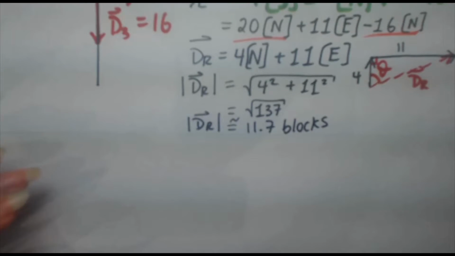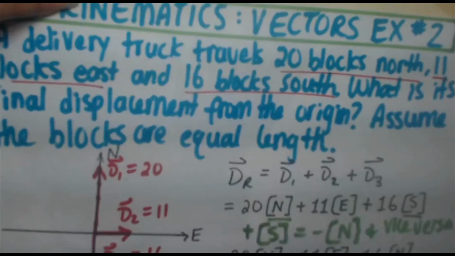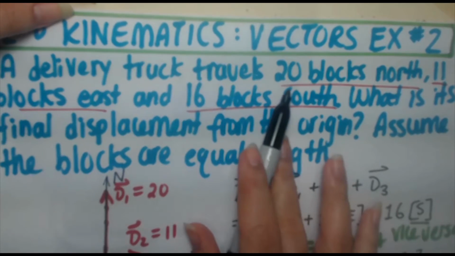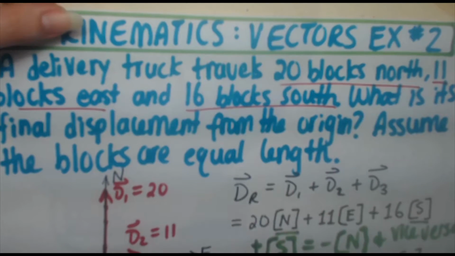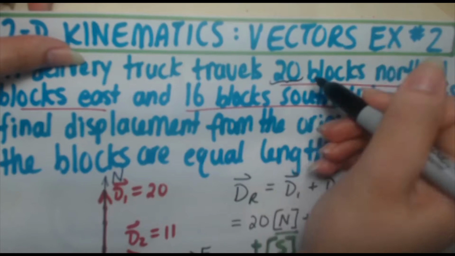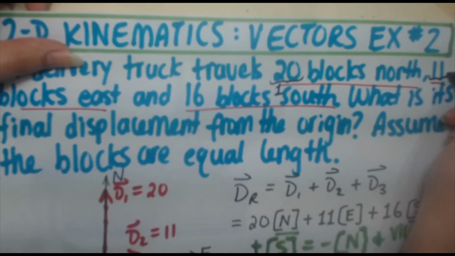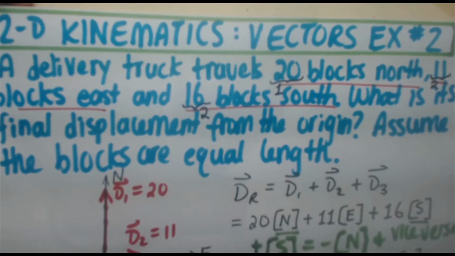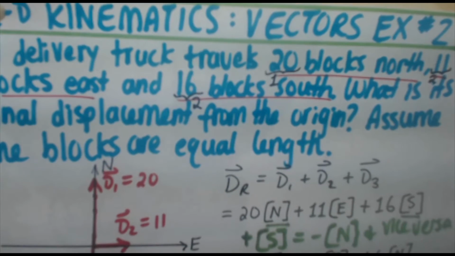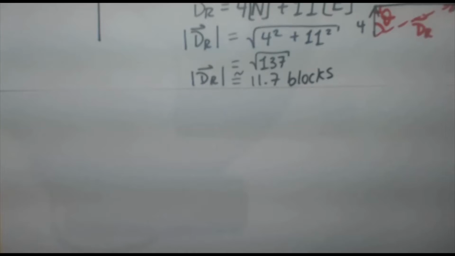Now here's the thing. Remember, we're dealing with sig figs here. So if you go back to the original question, we've got 20 blocks here, we've got 16, and we've got 11. The lowest number of sig figs we have is 1. Remember, that 0 doesn't count as a sig fig. So we've got 1 sig fig here, we've got 2 here, and we've got 2 here. So our answer can only be as certain as the least certain measurement. Therefore, our answer must only have maximum 1 sig fig.